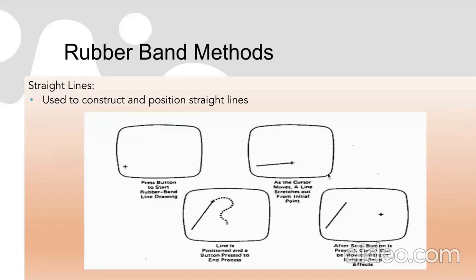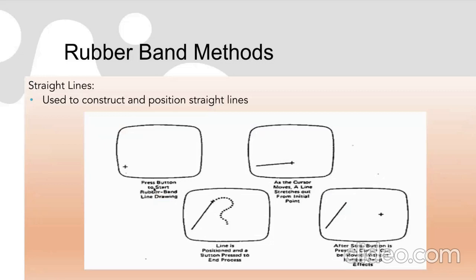Coming to the rubber band methods, we have straight lines, circle lines, rectangle, and freeform curves. First, I'll explain the straight lines. Straight lines are often the most common geometric elements in graphics. They are constructed by specifying 2 points, the start and end coordinates. This creates a line segment between 2 points, providing simplicity and precision in creating lines.